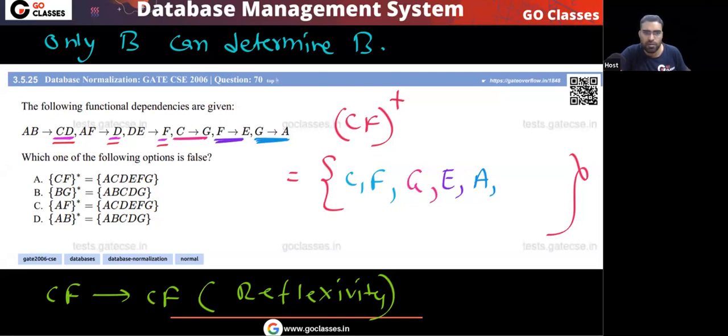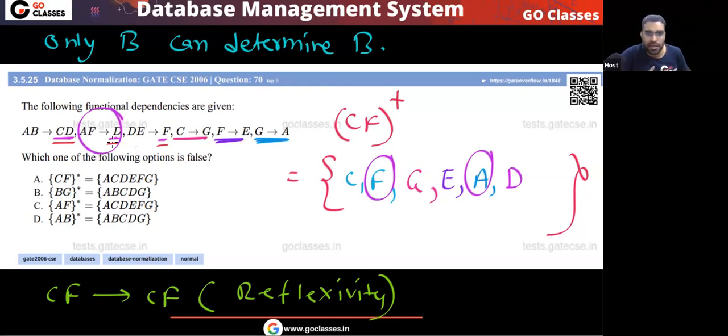What else can we determine? Is there anything else we can determine? Yes. This AF can determine D. Yes or no? See, look at these two together, AF. They can determine D also. So you got D also.